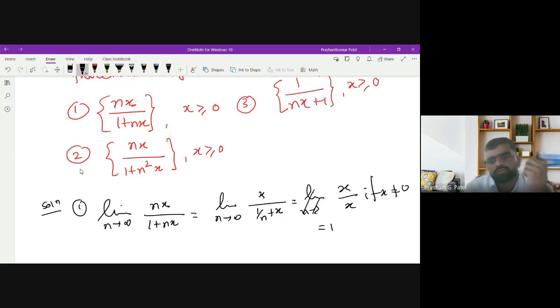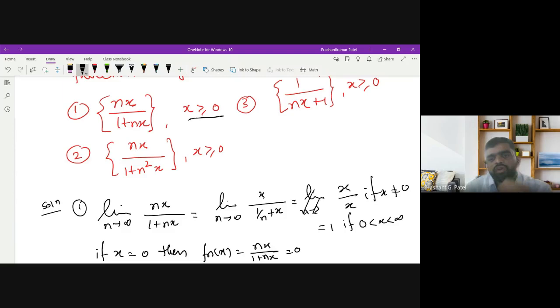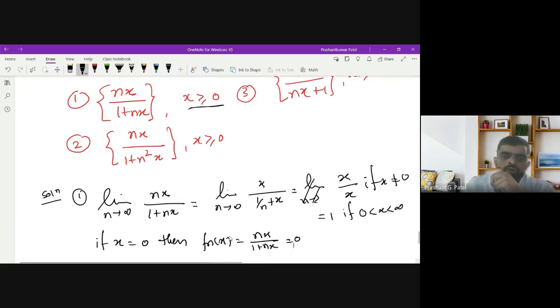It is 1. So what we can say, if x is in the domain of the function, x greater than or equal to 0, and x is not 0, then the limit is 1. And if x is equal to 0, then the function fn(x), which is nx upon 1 plus nx, is already 0, because x is 0. In that case, it will converge to 0. So what is the limit of this function?